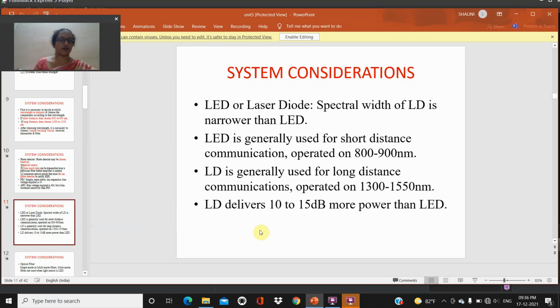The spectral width of the laser diode is narrower than that of the LED. The LED is generally used for short distance communications, operated at 800 to 900 nanometers. But the laser diode is generally used for large distance communications, operated at 1300 to 1500 nanometers. The laser diode delivers 10 dB to 15 dB more power than the LED.